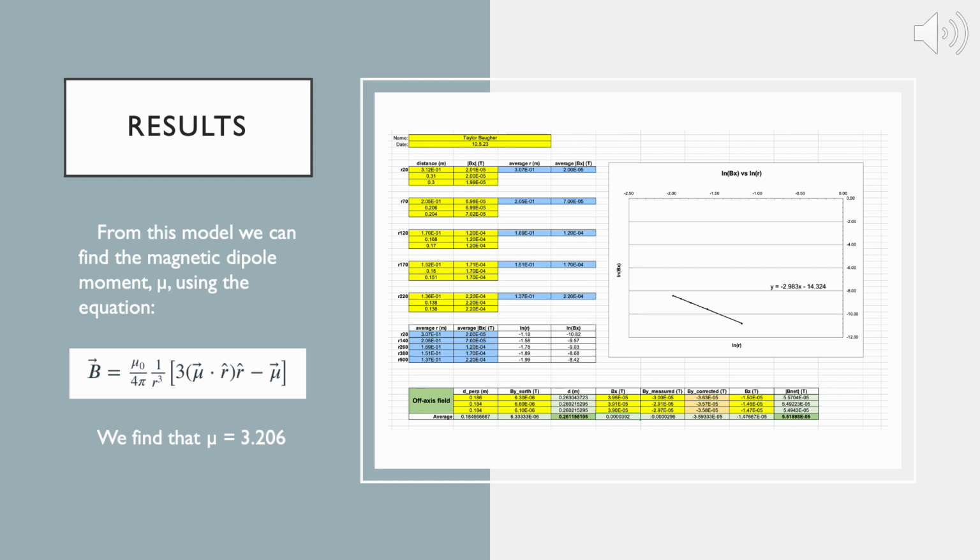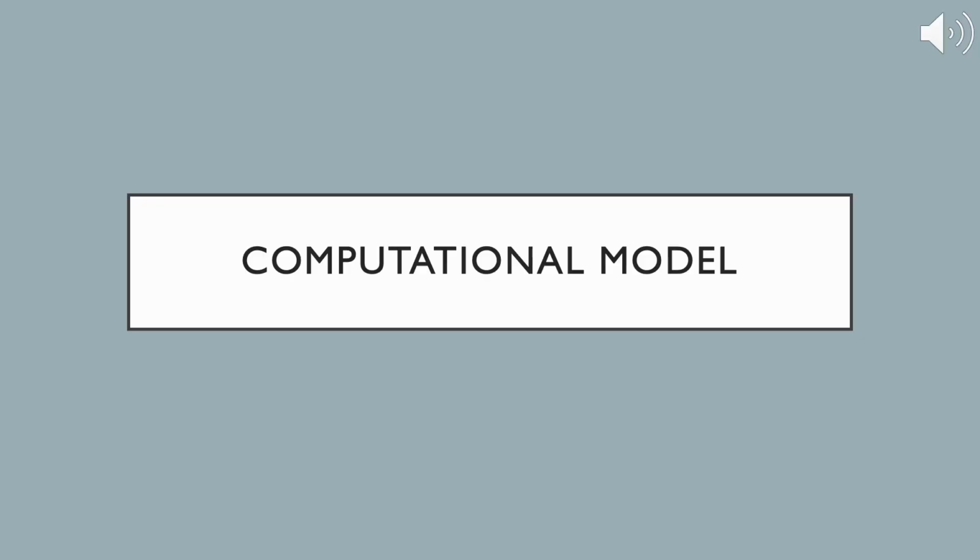As we can see, we can calculate a magnetic dipole moment, mu, using the equation for the magnetic field. We find that mu is equal to 3.206. Now let's use our computational model to find a distance d.